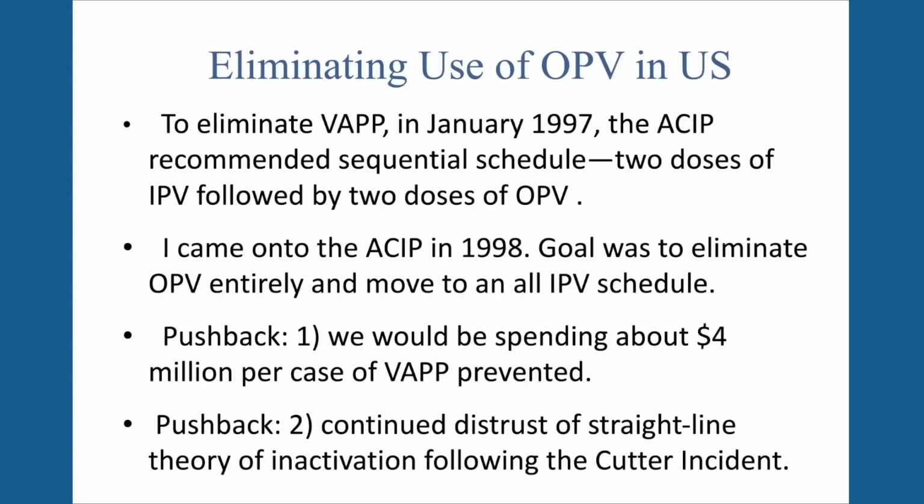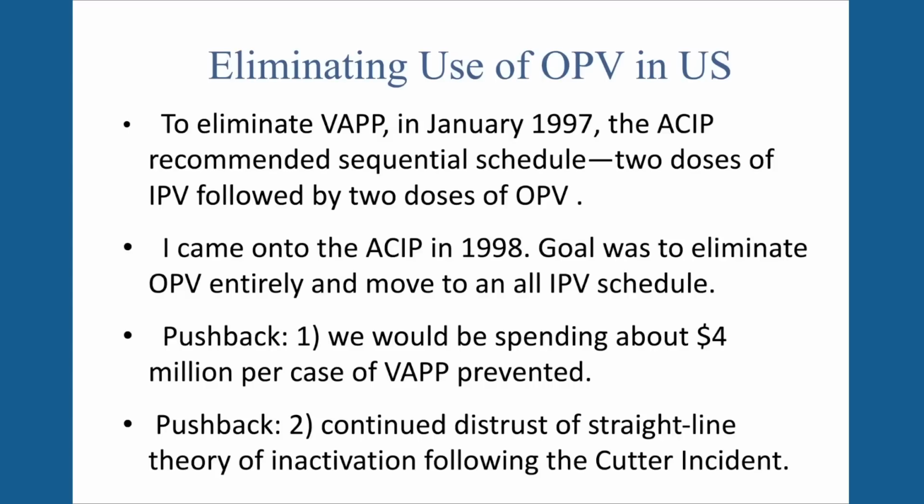So to eliminate VAP, in January 1997, the Advisory Committee on Immunization Practices recommended that we move to a sequential schedule, initially 2 doses of IPV followed by 2 doses of OPV. I actually came onto the ACIP in 1998, and John Modlin, who was the head of the ACIP at the time, asked me to head this working group. My goal was to eliminate OPV entirely and move to an all IPV schedule.